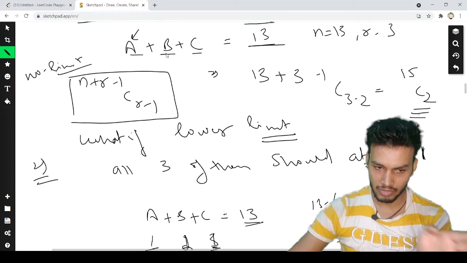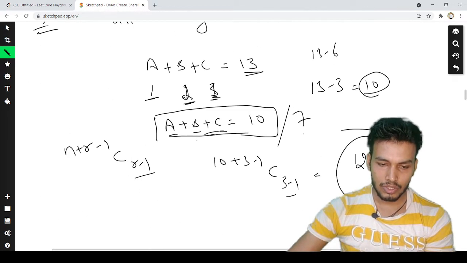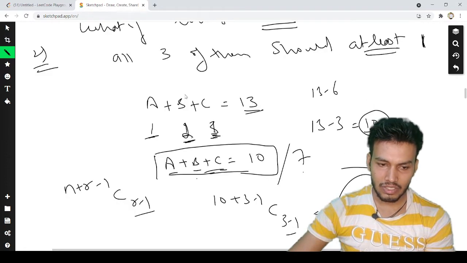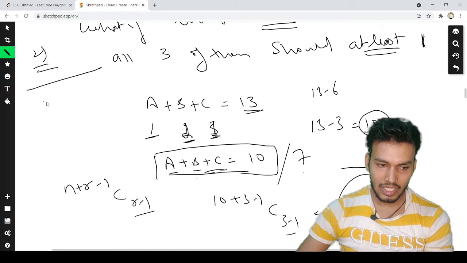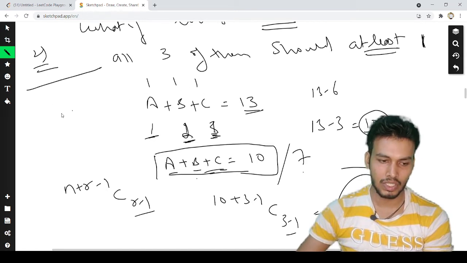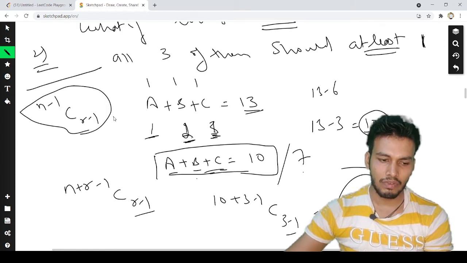Okay, between some sections, right? So this formula will always work. So next, in case of the at least condition only, there is one more short trick. For the case of at least one, you can do one more thing. You can directly say n minus 1 C r minus 1. Okay, that will also work.